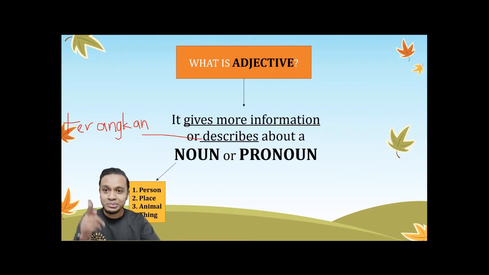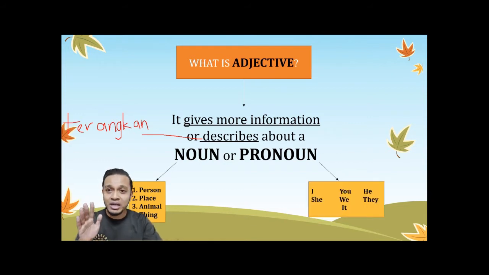And then next one, pronoun. What is pronoun? Pronoun, we have 7 pronouns here. We have I, we have you, we have he, we have she, we have they, and we have it. Okay, so there are 7 pronouns. So here, adjective, it gives more information or describes about a noun or pronoun. Or to put in a simpler way, adjective in Malay, we call it as kata sifat. It gives sifat, menerangkan tentang noun. What is noun? Kata nama. Or pronoun, kata ganti nama.